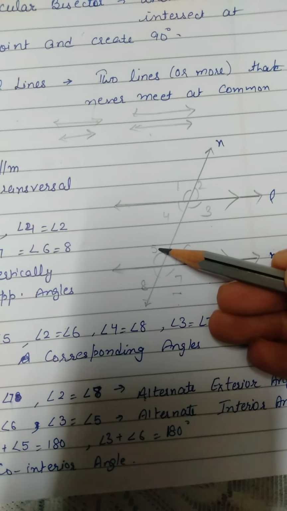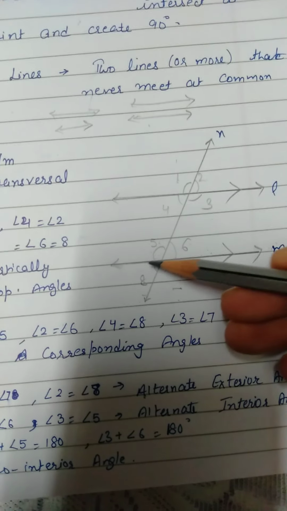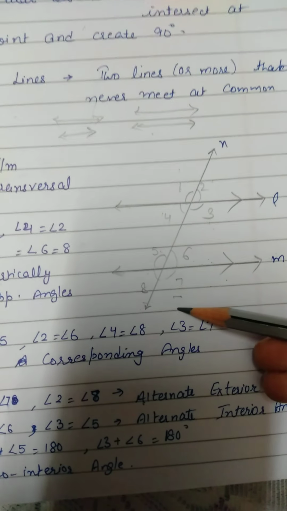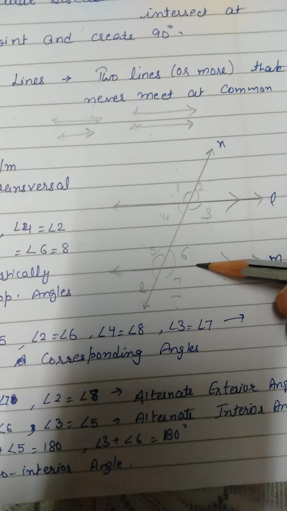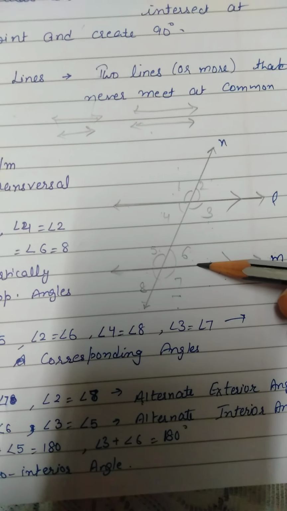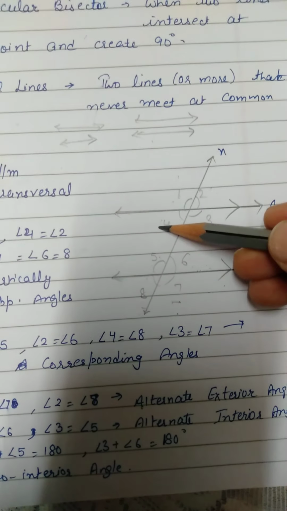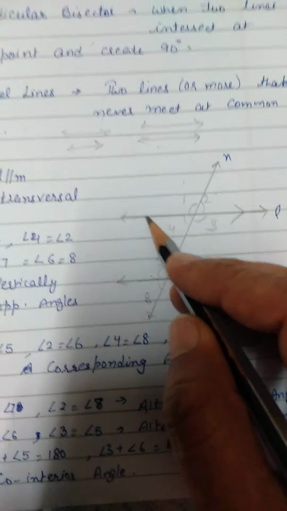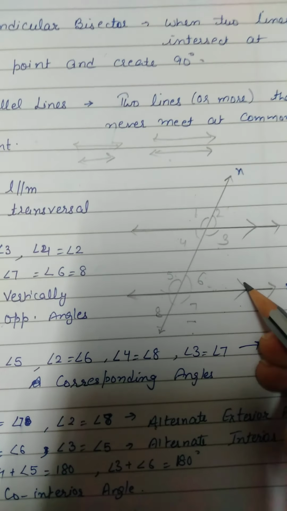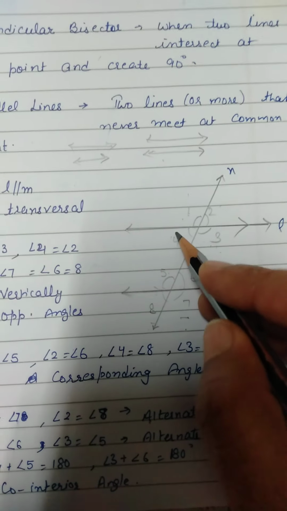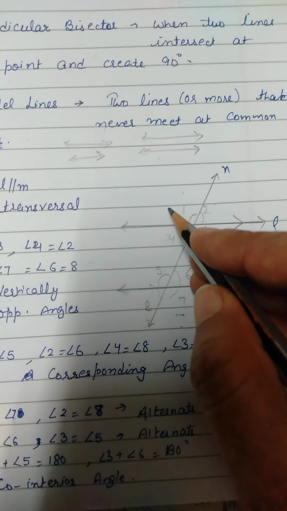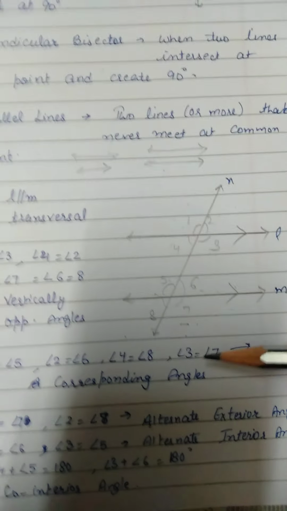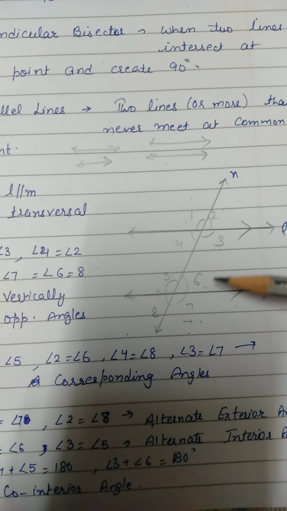1 is equal to 5; these are called corresponding angles. Upper with upper, lower with lower. These are known as corresponding angles. And 4 is equal to 6 and 3 is equal to 5. These are known as alternate interior angles, and alternate interior angles form the shape of Z. Similarly, 1 is equal to 7, 2 is equal to 8 are known as alternate exterior angles. These are exterior angles and these are all interior angles.